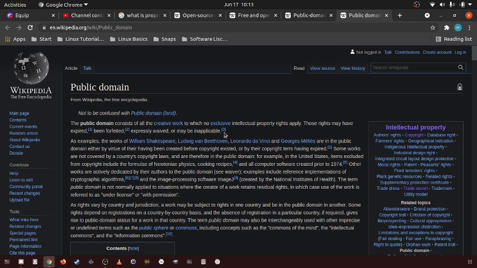It means it's publicly owned. It's public property. That intellectual creative work is now basically public property for all intents and purposes. So that's what the public domain is.